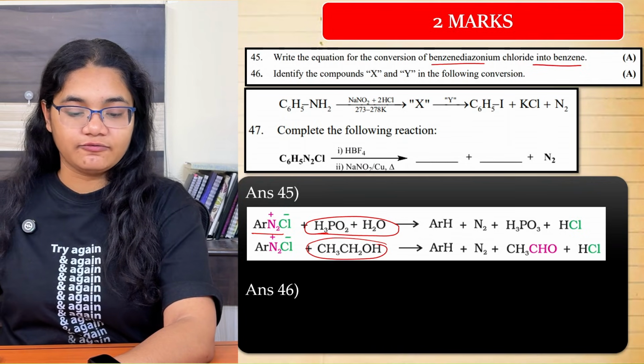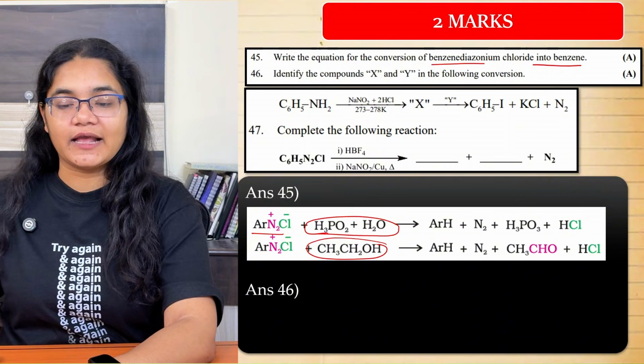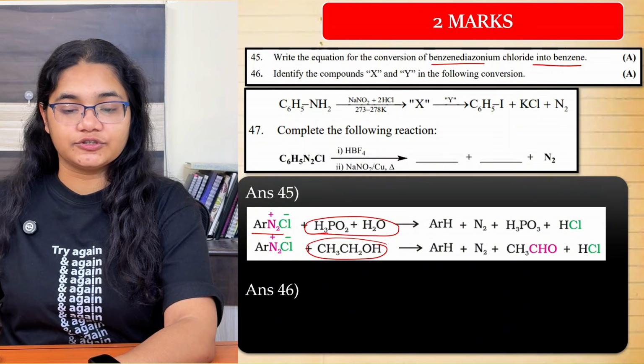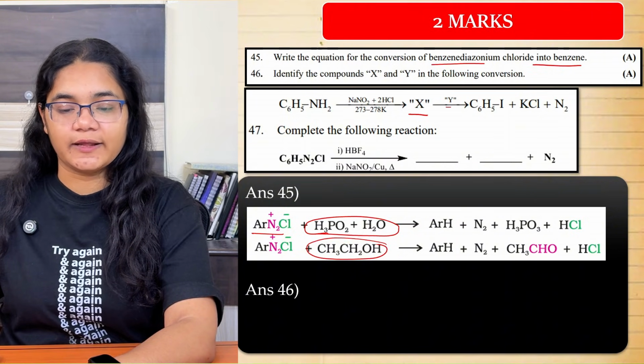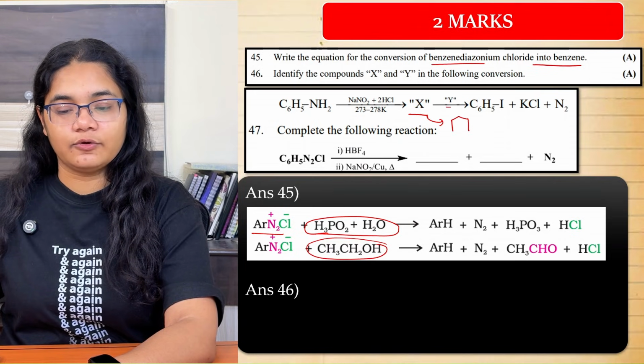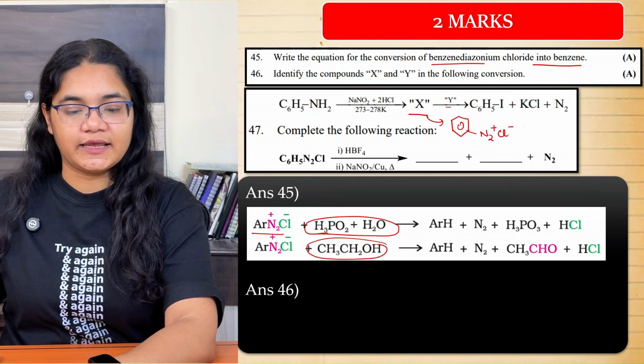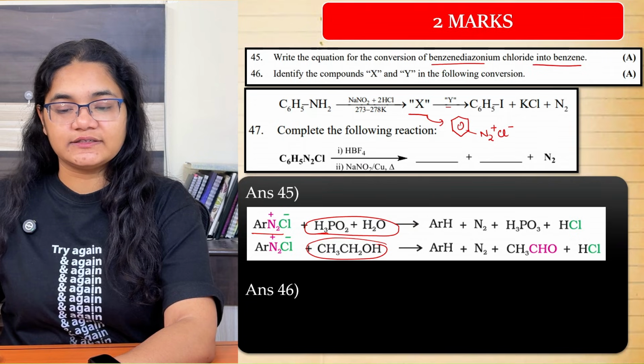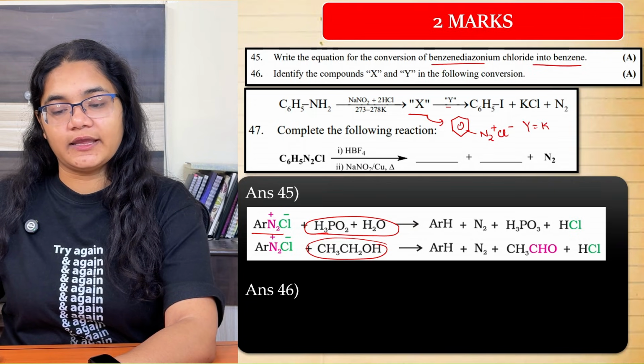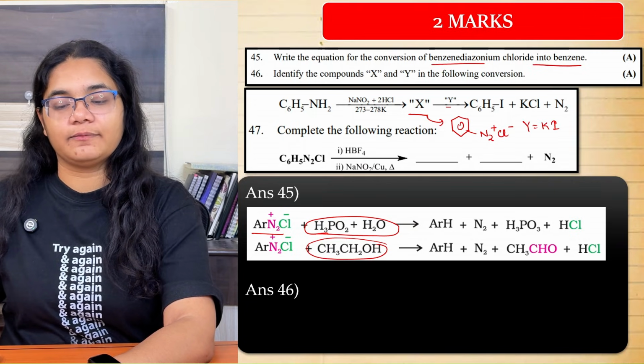Next is question number 46. Identify compound X and Y in the following conversion. Here this is X and this is Y. This one we have already discussed. Here you will get benzene diazonium chloride. So X will be something like this, N2 plus and Cl minus. And then once this is done, Y will be KI. And that will replace this one.